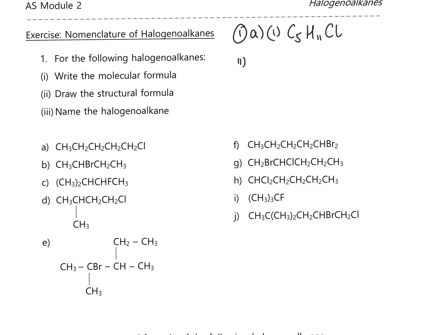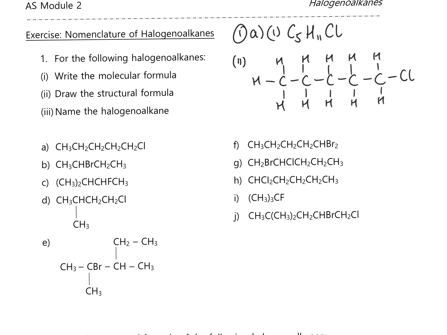And so part number 2 is draw the structural formula. So we'll be doing 1, 2, 3, 4, 5. We can see from our condensed structural formula that the chloro group is on carbon number 1, that end carbon. And then just fill up the rest with hydrogen. So you'd have to write hydrogens around all of those, just ensuring, as always, that each carbon has 4 bonds.